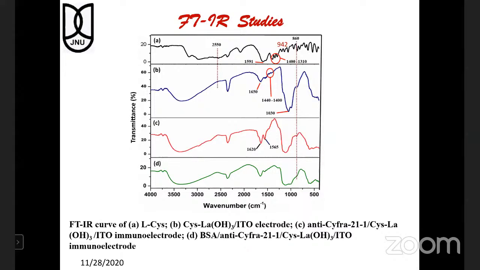Now this electrode we use for immobilization of the antibodies. Spectrum C shows the peaks corresponding to the amine group at 1620 and 1565. They are specific to the amine groups present in the antibodies, and in a similar way, hydroxy groups are also present in the antibody as well as the BSA. So this is the way we are finding the modification of the electrodes with the antibodies and the BSA.